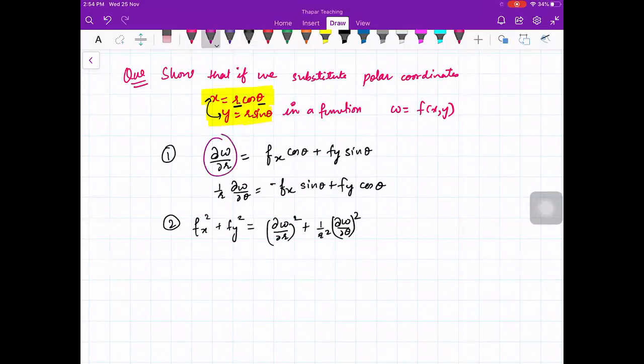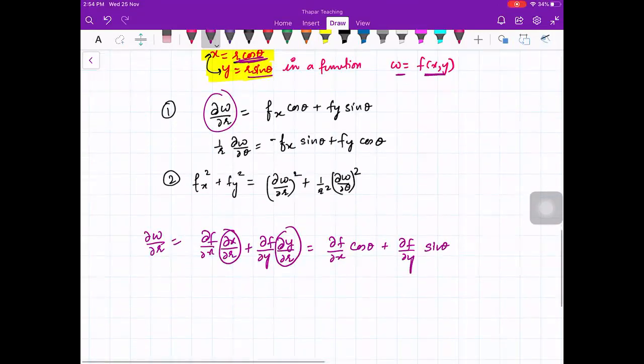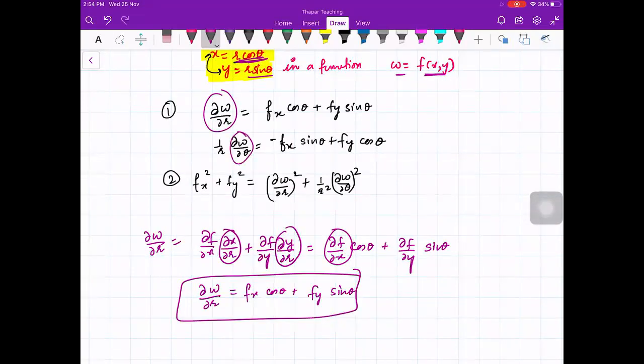So you see, first one, you have to compute curly w by curly r. So curly w by curly r, your w is equal to f(x, y), so it is curly f by curly x times curly x by curly r plus curly f by curly y times curly y by curly r. So this is curly f by curly x times cos theta plus curly f by curly y times, what is the derivative of y with respect to r? That is sin theta, right? So first is very clear that you get curly w by curly r is equal to fx cos theta plus fy sin theta.